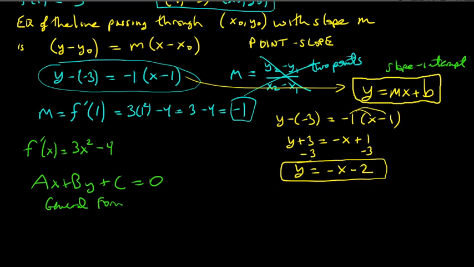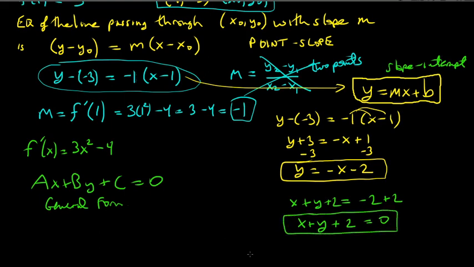So how would you write it in general form? Just add the x to both sides. Some people even write it this way, but they also want you to add the 2 to both sides. So the book would write it as x plus y plus 2 equals 0. In fact, I'm not going to be picky about that. You can write it either way you want here, either in slope-intercept form or general form.